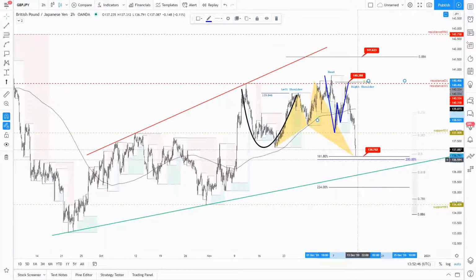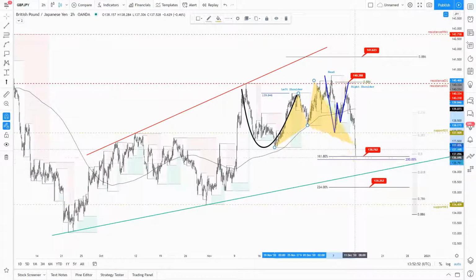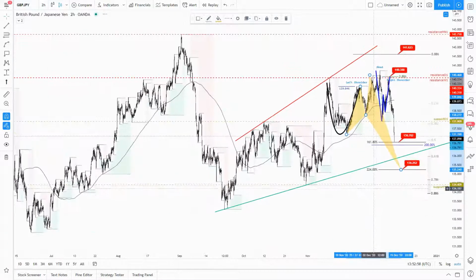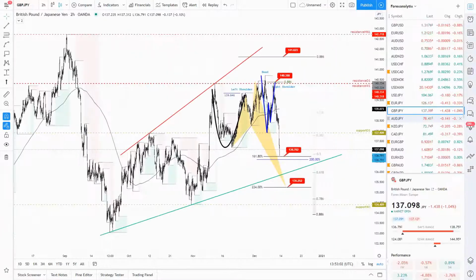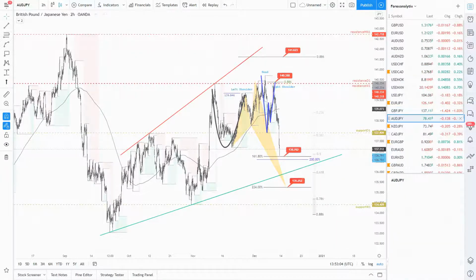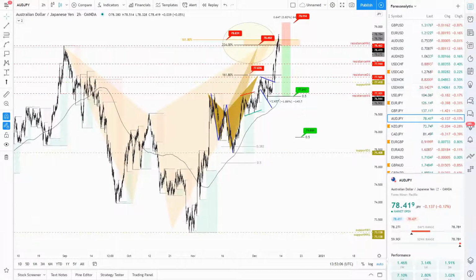136.76 bullish shark pattern, and as always, we will not ignore. If the price decides to ignore this price zone, we will not be surprised to see a push to the 224% Fibonacci level, completing the shark pattern below. Australian dollar versus the yen.